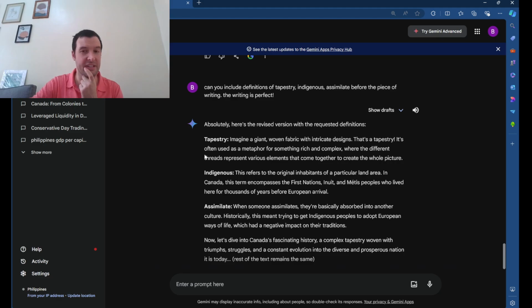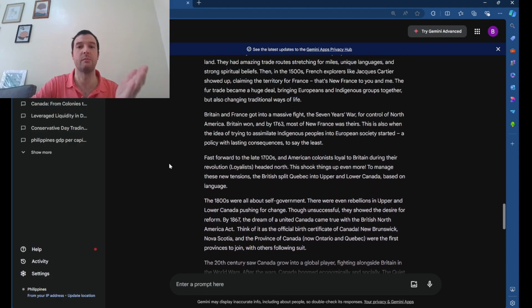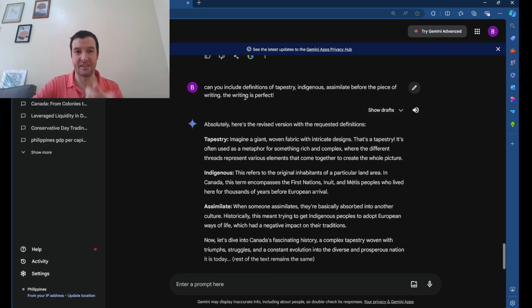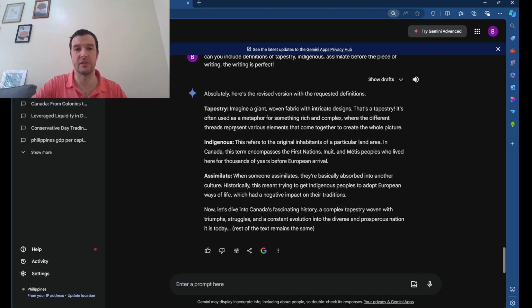I had someone asking about Canadian history, and I decided to see if we could make an article using the Google Gemini. It's like a Chat GPT. And so I had to do it sort of backwards. First, we made the article, and I tweaked it a bit, and then I had to ask them to include the definitions. So here's our definitions, and I'll zoom in a bit.